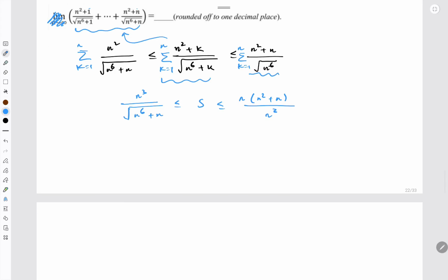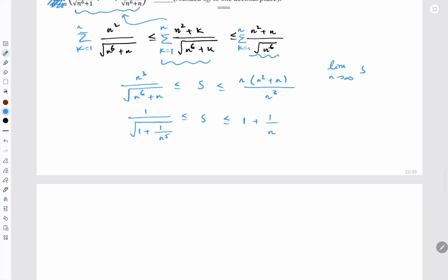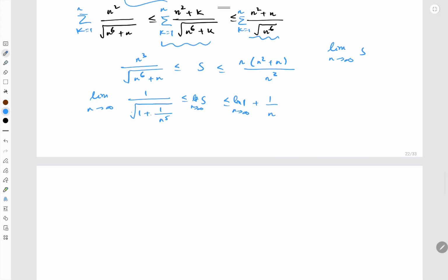So the summation will lie between these two values always. So if I rewrite it, it will become 1 plus 1 by n, and this will become 1 by 1 plus 1 by n power 5. Now what is asked? Limit n tends to infinity, s is asked. So if I take limit n tends to infinity on both sides, we can see that if n is going to infinity, this particular thing will go to 0. So it is 1 by 1, it will go to 1. As n tends to infinity, this particular thing will also go to 1.